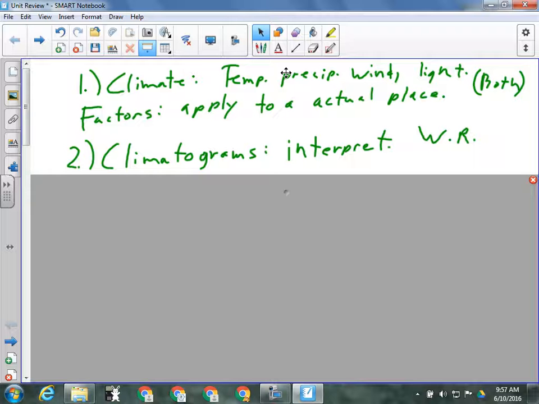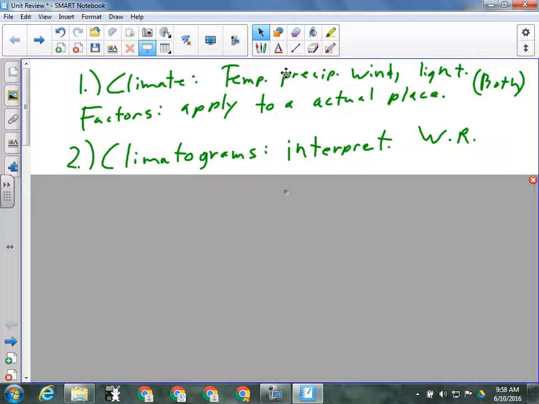Then there are the factors that affect the components, right? The factors, the big ones, would be things like latitude, altitude, proximity to oceans, okay? Proximity to mountain barriers, centers of high and low pressure, ocean currents, all of that kind of stuff, okay? Those are the things that can affect your precipitation, your temperature, your light, your wind.